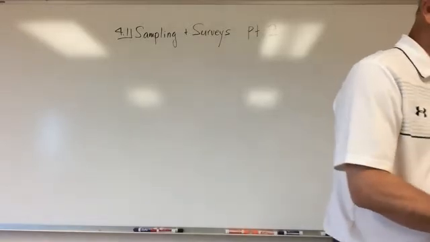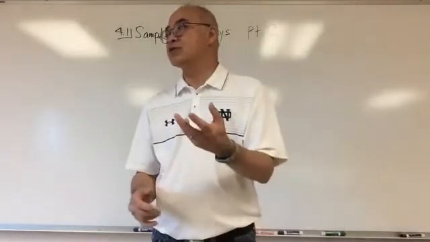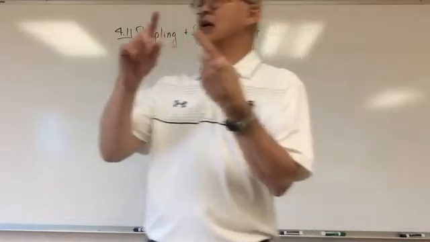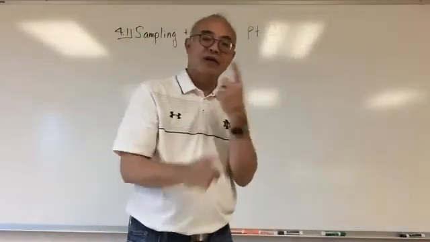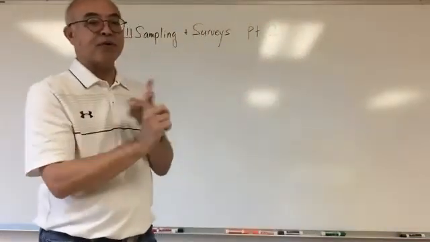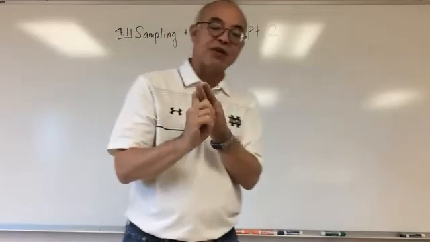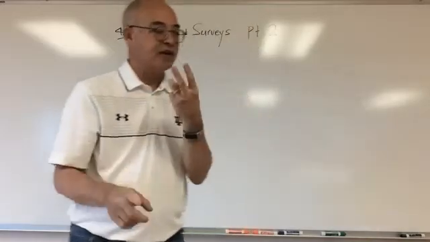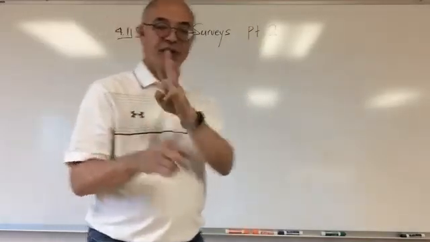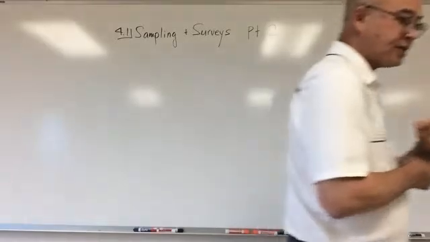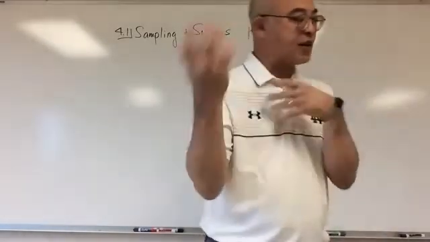So let's review. The three different ways to do a simple random sample are the hat method, then the random number generator in your calculator, and then the table D. Okay, the three different kinds, right? So that's it.